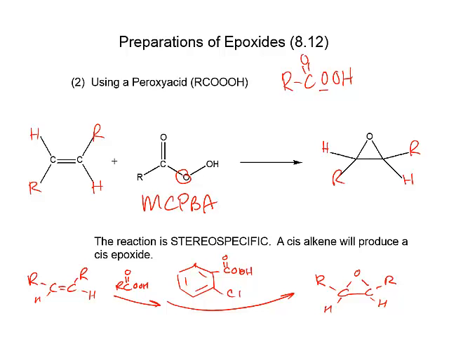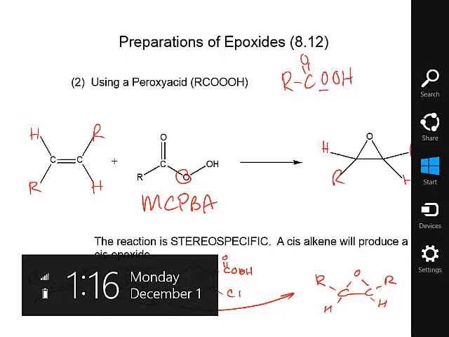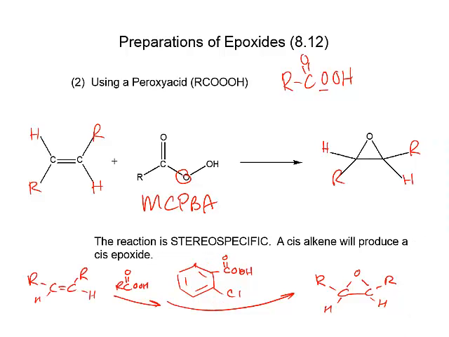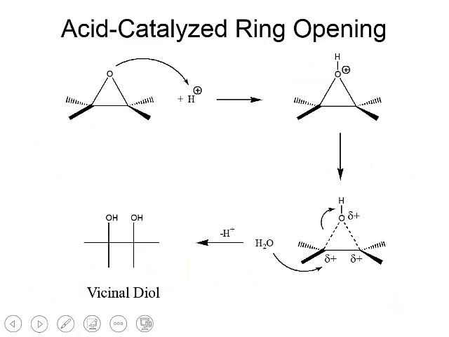So when we epoxidize cis alkenes, we get cis epoxides and vice versa. So that's how we can do it in one step. This is by far and away the easiest way to do this. Okay. So once we make the epoxide, then what can I do with it? What I do with it is I open it up. I open up the epoxide.